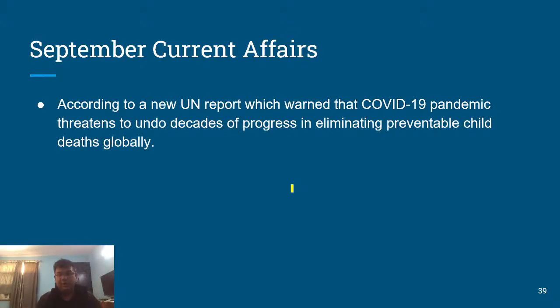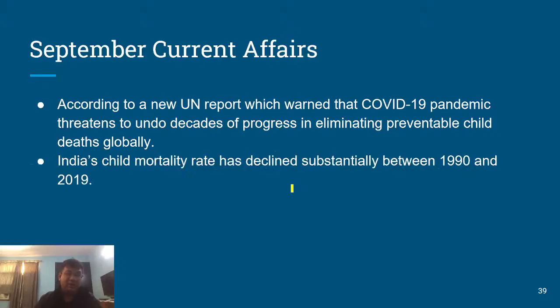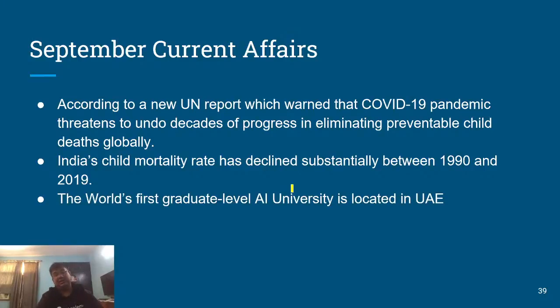Moving further on, there is a new UN report which has warned that COVID-19 pandemic threatens to undo decades of progress in eliminating preventable child deaths globally. So India is one country which did extremely well over the years. Between 1990 and 2019, it declined substantially. But nowadays, we could see this being undone once again.